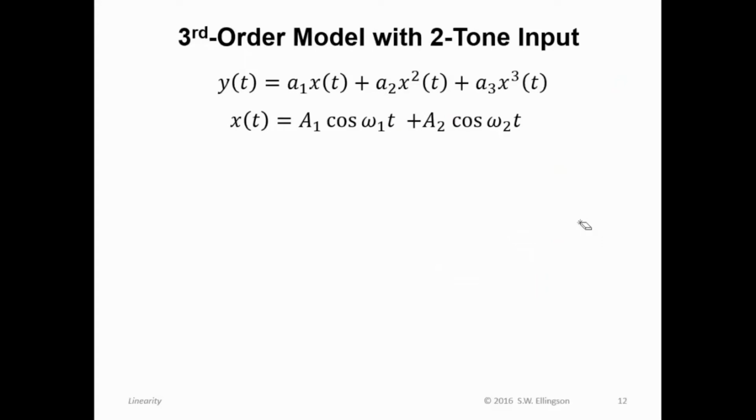Next, third order model with two-tone input. So now what we're going to do is look at what happens when we have two tones applied as opposed to simply one tone. So here's our third order model. Here is the input now. We have two tones, one at a frequency of omega 1, the other one at a frequency of omega 2, and their magnitudes are A1 and A2 respectively.